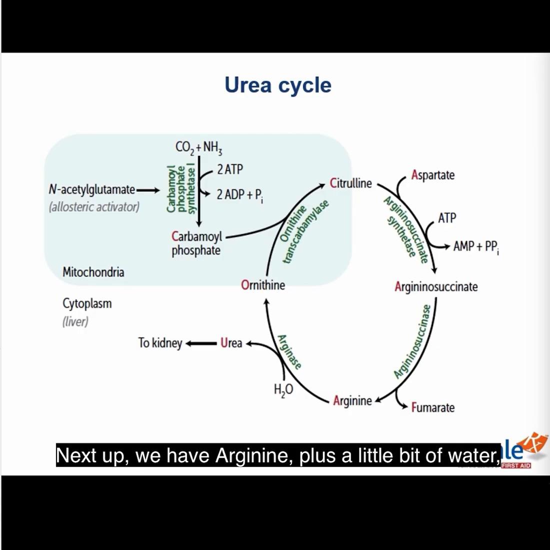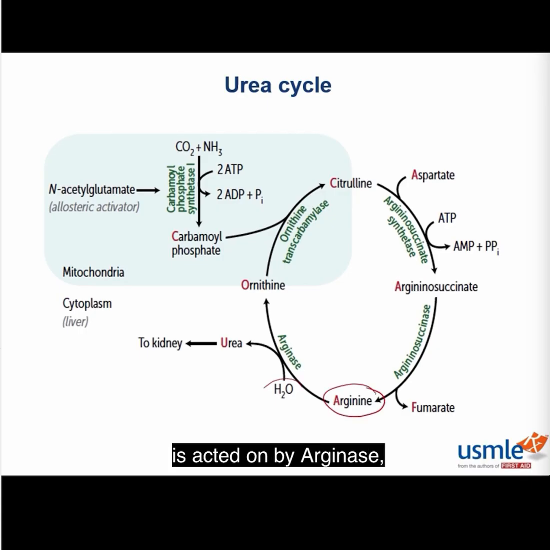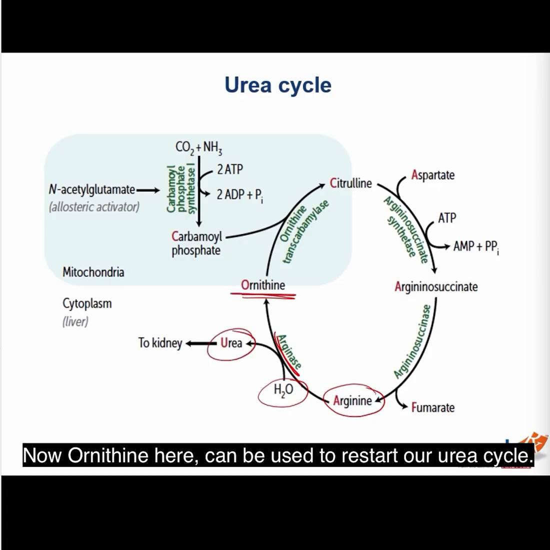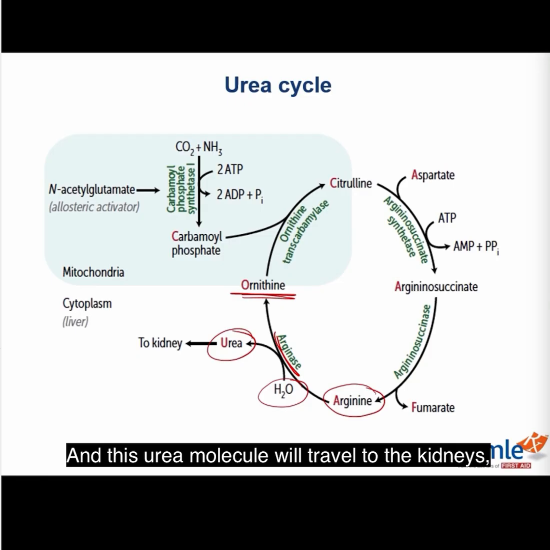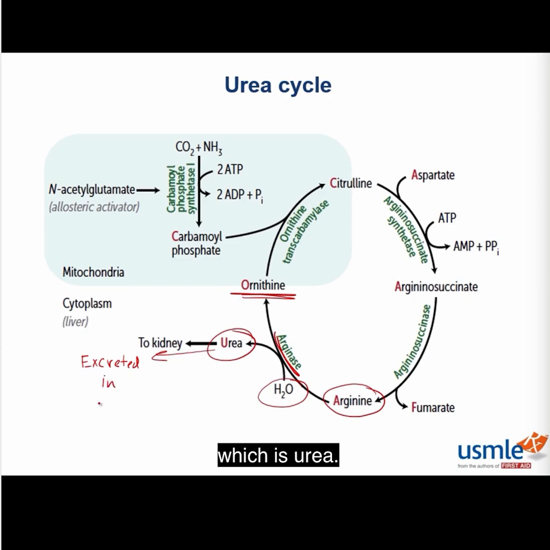Next up, we have arginine plus a little bit of water, which is acted on by arginase to form ornithine as well as urea. Now ornithine here can be used to restart our urea cycle. And this urea molecule will travel to the kidneys where it can be excreted. Notice how it's water soluble and neutral, and we successfully rid the body of ammonia by converting it into something we can actually filter, which is urea.